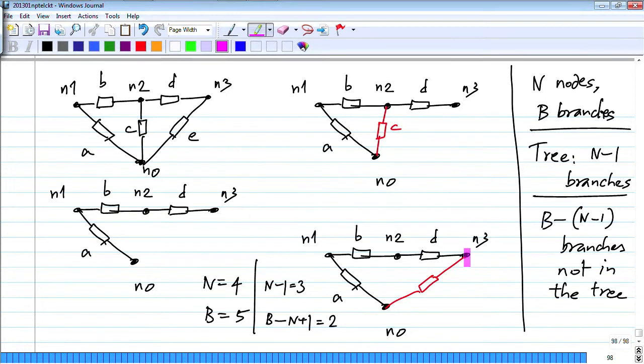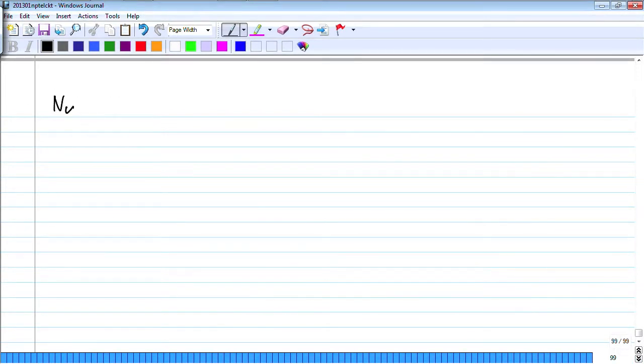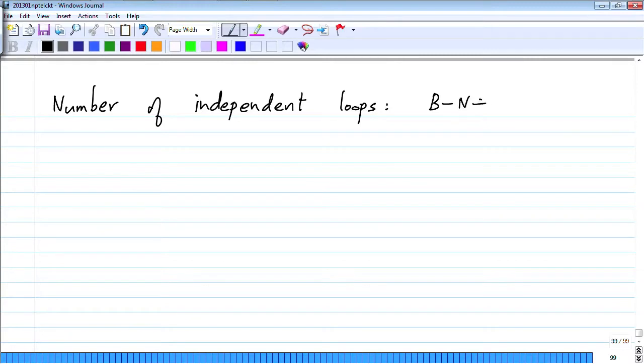Now clearly, if I add a branch that is not in the tree to the tree, I will form a loop. That's very clear because I have gone through all the nodes without forming a loop. Now if I add any extra branch, it has to be between the same nodes. I have already covered all the nodes, so it has to form a loop. So this forms one loop and this forms another loop. So that means that the number of independent loops is B minus n plus 1. Actually, a couple of you had already got the answer, Aarti and so on. So we have B minus n plus 1 independent loops.